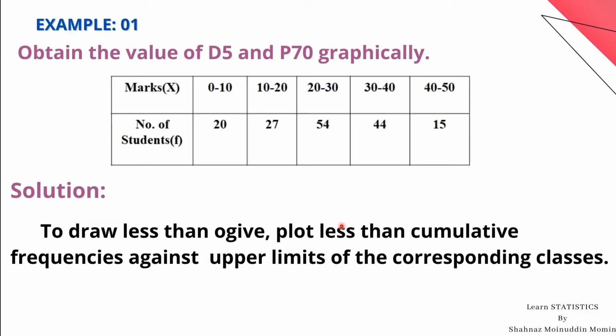Consider an example. Obtain the value of 5th decile and 70th percentile by using graph. Here we have given the marks of students and the number of students. The marks are given in terms of classes as 0 to 10, 10 to 20, 20 to 30, 30 to 40 and 40 to 50. The corresponding number of students are 20, 27, 54, 44 and 15.